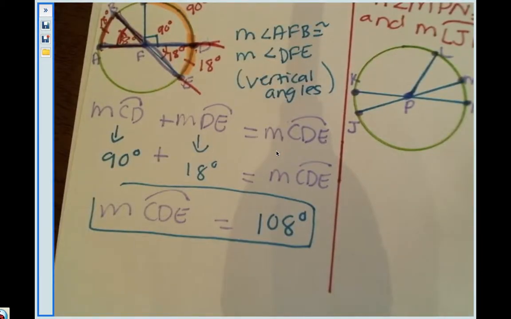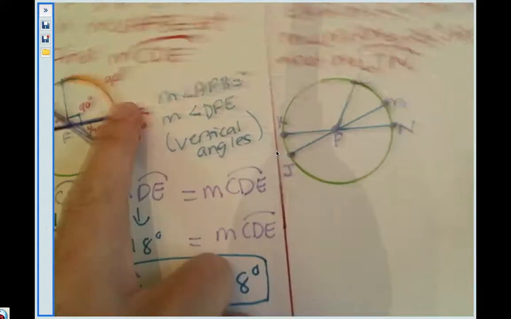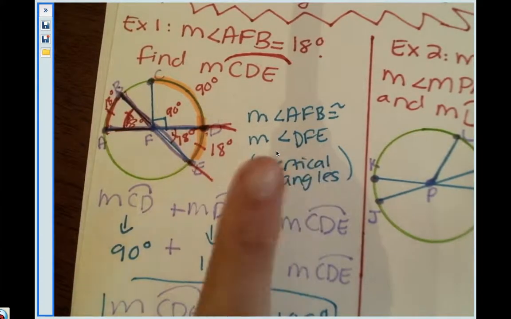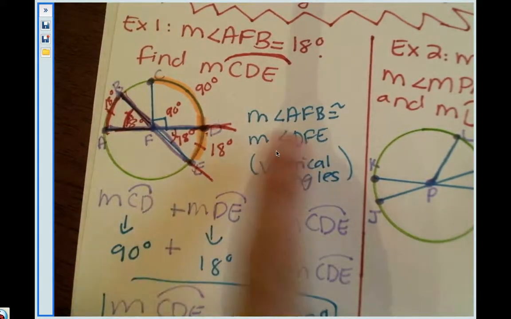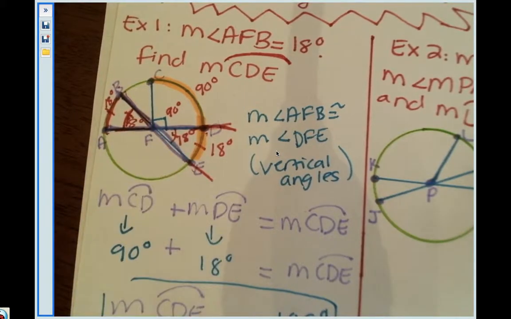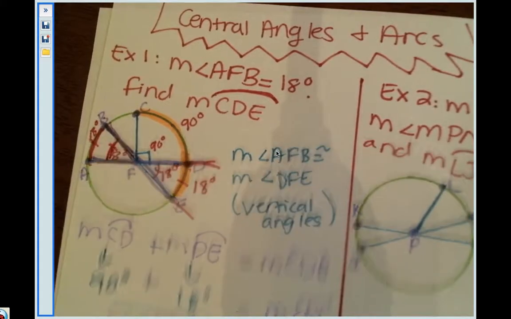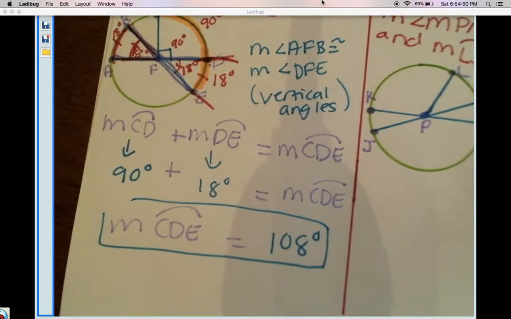Guys, so again, be careful. Angles can go through the circle. Arcs cannot. Arcs go around the circle. Angles go through the circle. So be careful. All right, and that is it for that problem. Wasn't that fun? Circles are my favorite. They're awesome.